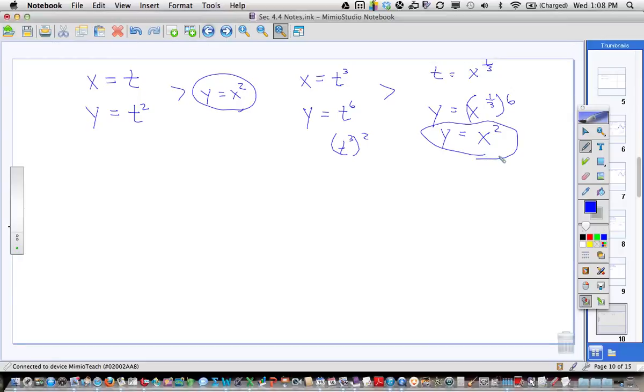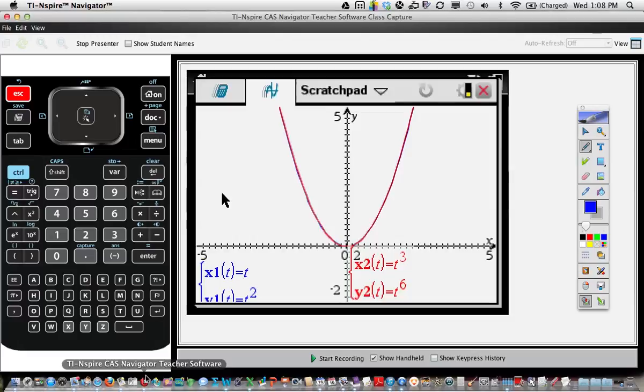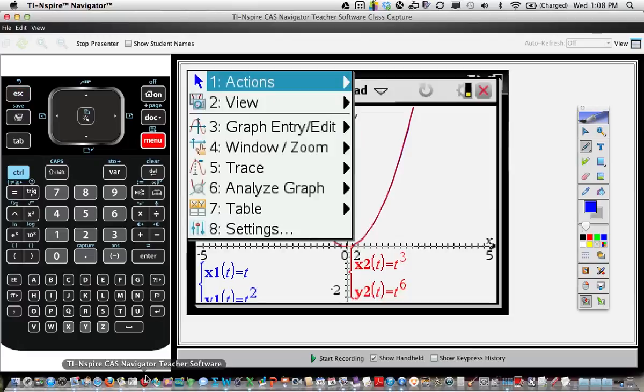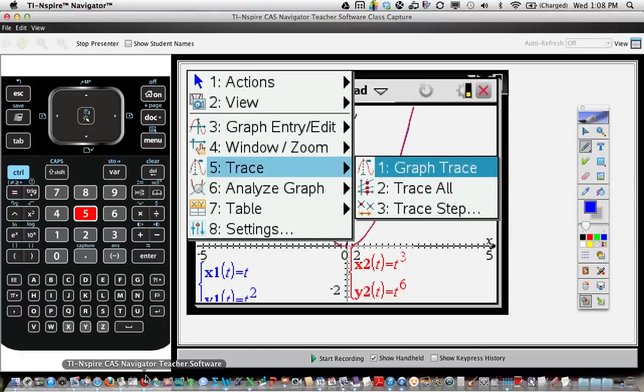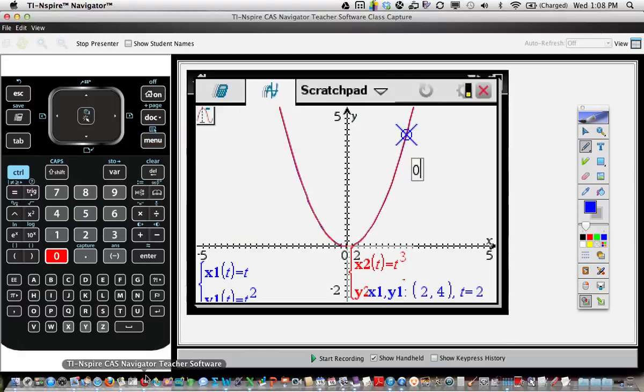Same exact path, but they are different objects because let's trace. We just got done tracing on the blue one. Now let's trace on the red one. So go ahead and trace on the red one and type in a 0. Oh, we're on the blue one. Hit your up arrow so you get to the red one. Okay, now trace at 0. So they're both at the same place at the beginning.